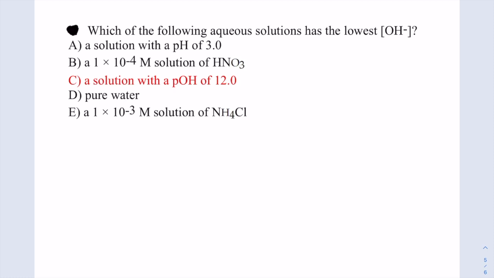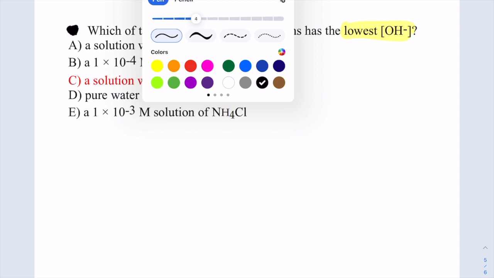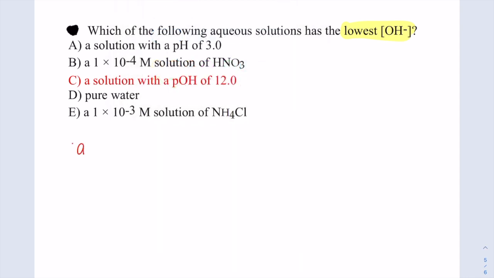Okay, so the question is asking us which one has the lowest hydroxide ion concentration. So in order to figure out which one is the choice, we need to calculate the hydroxide ion concentration for each choice. Let's start from choice A. Choice A is saying we have a solution with a pH of 3.0. We could calculate hydronium ion concentration from the given pH value, then use the relationship between hydronium and hydroxide ion concentration, and then we can calculate hydroxide ion concentration.